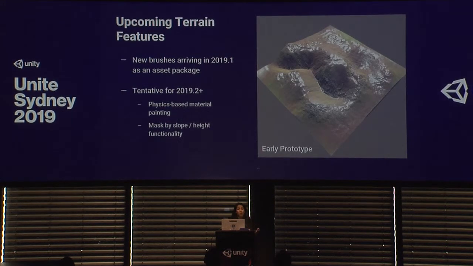So what's coming up? All these new brushes are coming out for 2019.1. So 2019.1 is out already. The new terrain tool updates are going to be released as a package to the package manager. How many people here are familiar with the package manager? Okay, some of you. All right, most of you.